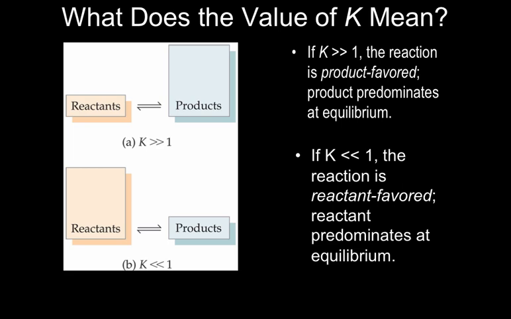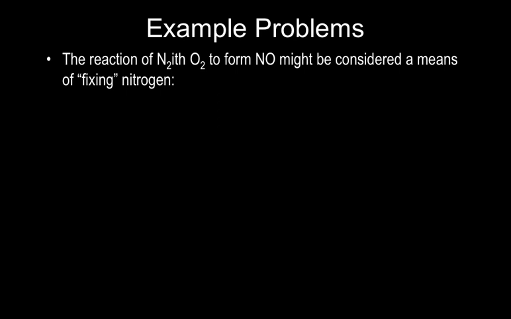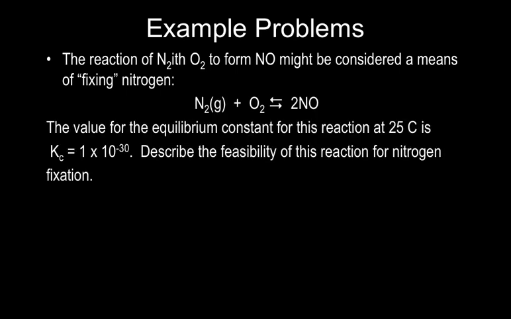If you think about how K is calculated, products over reactants, those numbers make sense. If it's greater than 1, that means you've got lots of products. You've got lots of numerator. If it's less than 1, that means you've got lots of reactants, which was in the denominator. Okay, so let's look at a couple examples here.